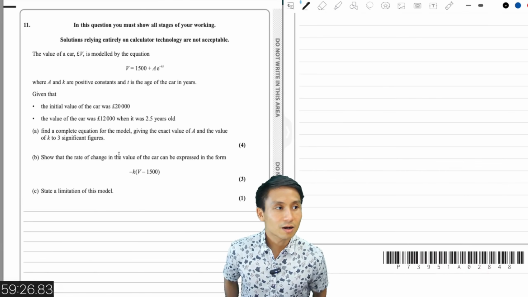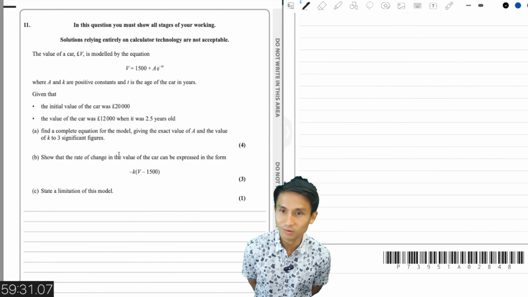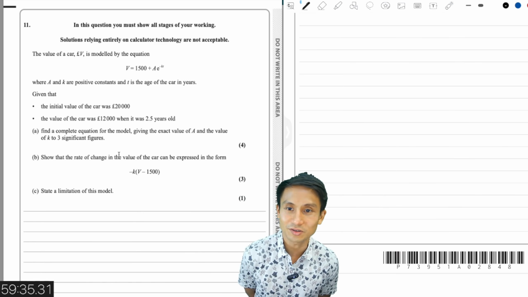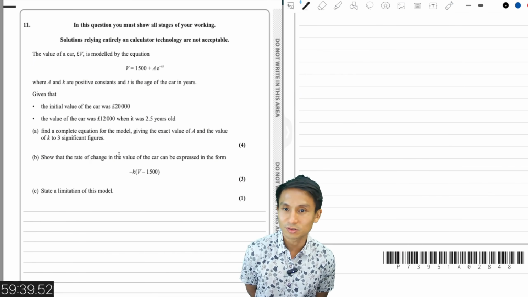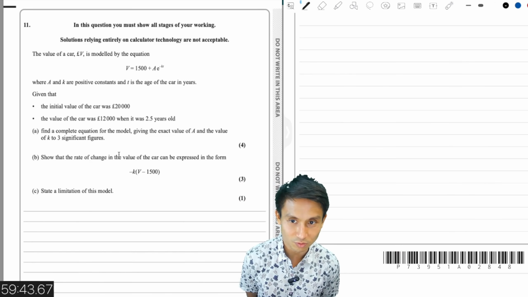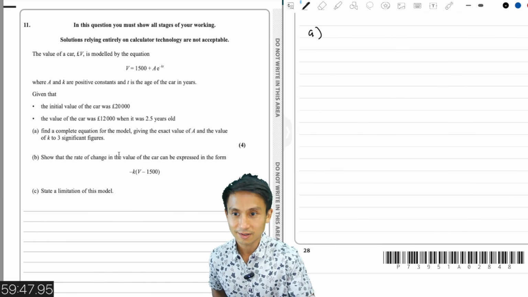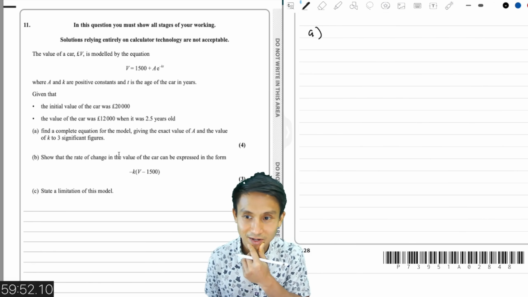The value of a car, V pounds, is modeled by the equation. Okay, a lot of modeling here, where A and K are positive constants and t is the age of the car in years. Given that the initial value of the car was 20,000 pounds, and the value of the car was 12,000 pounds when it was 2.5 years old. Part A, find the complete equation for the model giving the exact value of A and the value of K to 3 significant figures.